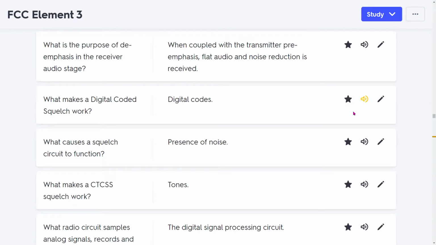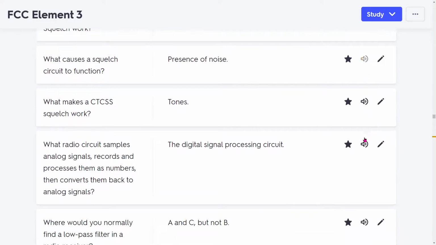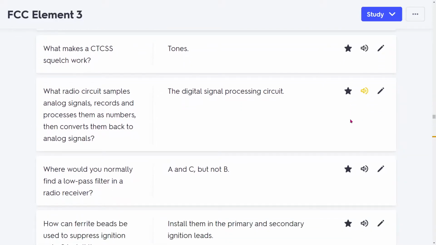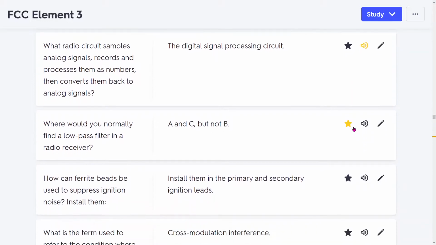What makes a digital coded squelch work? Digital codes. What causes a squelch circuit to function? Presence of noise. What makes a CTCSS squelch work? Tones. What radio circuit samples analog signals, records and processes them as numbers, then converts them back to analog signals? The digital signal processing circuit.